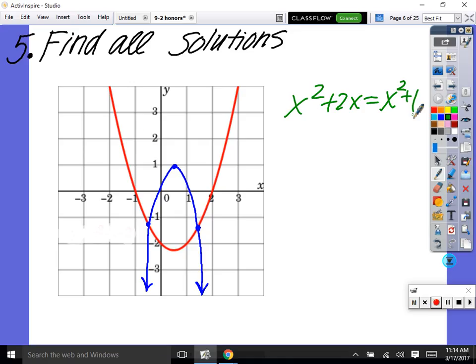So x is equal to negative a half, isn't it? Crossing it, x is equal to negative a half. Yeah, I know, but we're doing our best guess. And x is equal to 1.5. You guys see that?